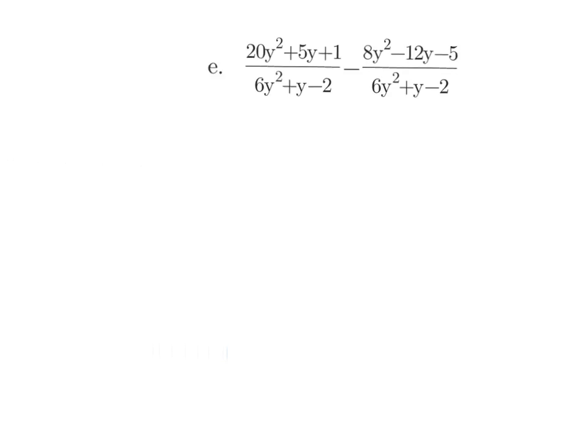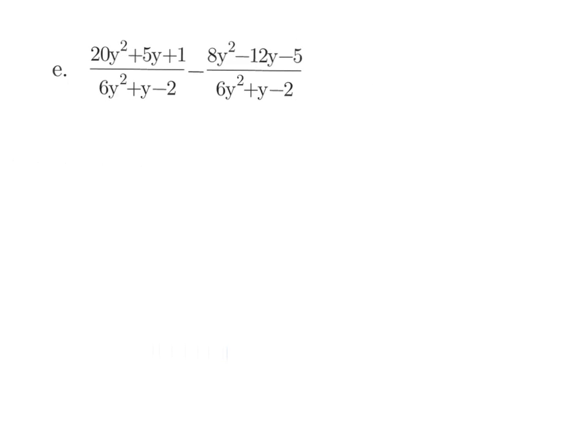All right, last example. Starting off with, we're going to go ahead and combine our like terms. I get 20y squared plus 5y plus 1. Remember that we want to distribute our negative to each one of these terms. So this is going to become minus 8y squared plus 12y, I'm going to change the sign, plus 5.